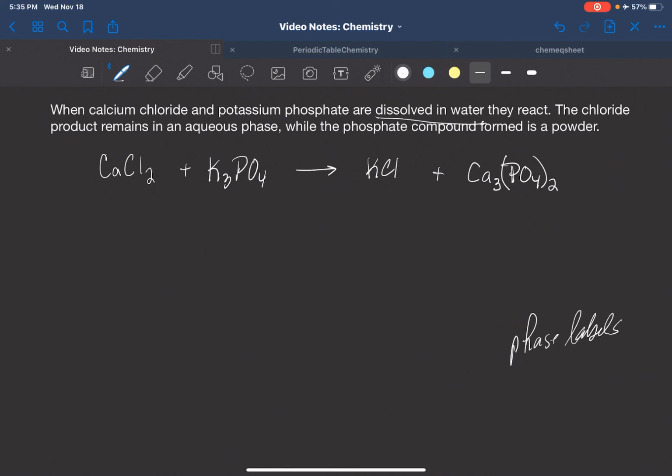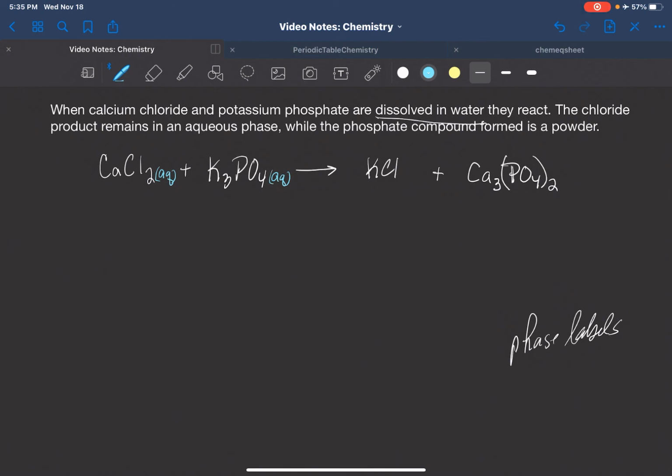Let's worry about our phase labels again. It says calcium chloride and potassium phosphate are dissolved in water. So that lets us know that those are aqueous. So you come down here, sort of like a little subscript, and you put your phase labels, aqueous, all right?